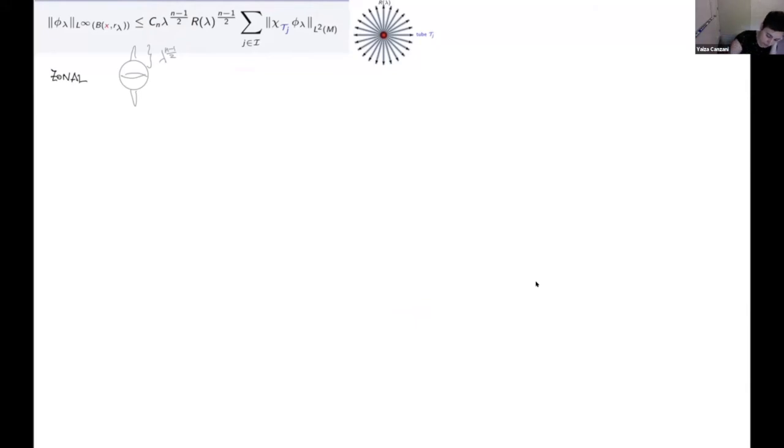So let me record this for you so that you have a good picture of what's going to happen. Each of these beams for the zonal harmonic has L2 mass that's like r to the n minus 1 over 2. All of them have roughly the same mass. So the number of tubes that have this mass is like r to the 1 minus n. Of course when you combine these two things, you are saturating the bound.